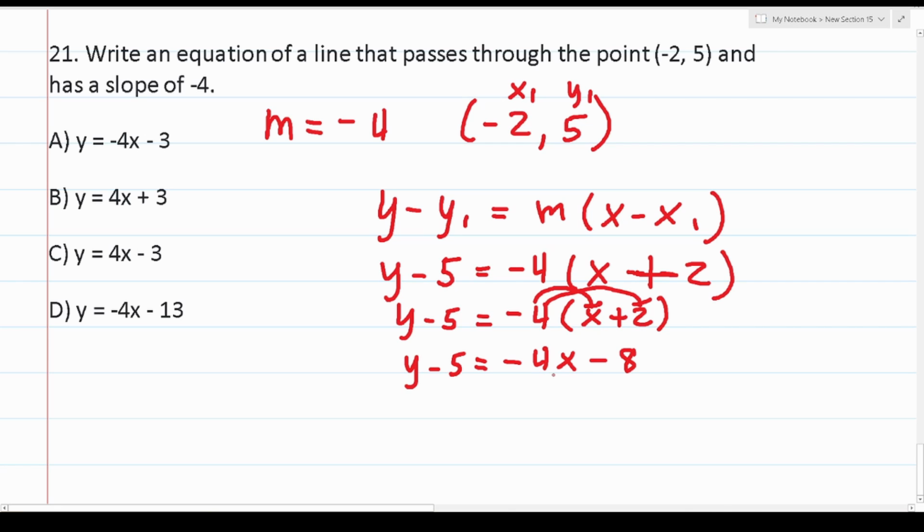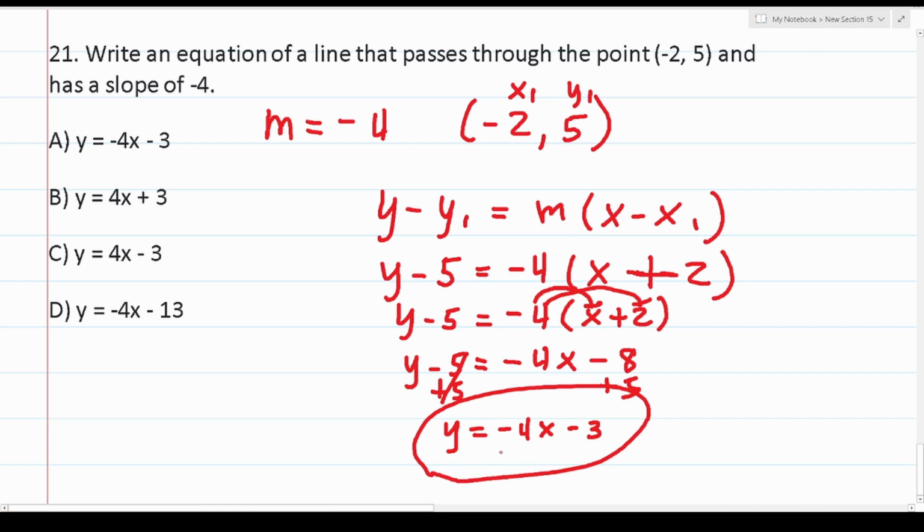All right, let's get y by itself now. So to do that, we're going to add 5 to both sides. This crosses out here, leaving you with y equals negative 4x. Negative 8 plus 5 is negative 3. So the equation of this line is y equals negative 4x minus 3, which we can see is A.